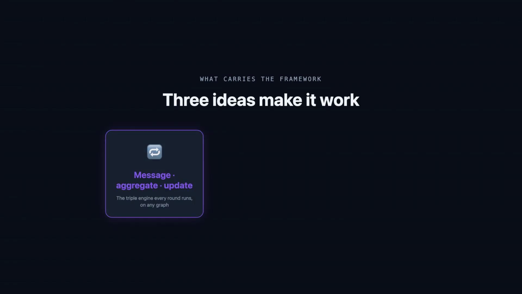So what should stick? Three ideas carry the whole framework. First, the recipe itself. Message, then aggregate, then update every single round. That triple is the engine, and it runs the same way whether you're on a molecule, a social graph, or a citation network. Change the three functions and you change the model, but the loop never moves.